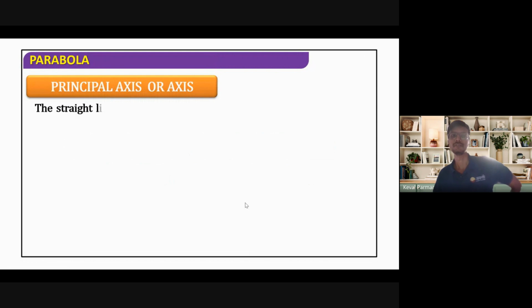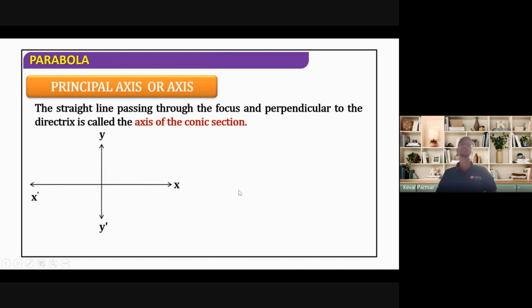Principal axis or axis. The straight line passing through the focus and perpendicular to directrix is called axis of the conic section. Please read very carefully. It is conic section, means it is valid for parabola, ellipse and hyperbola. Let this be the focus, let this be the directrix. Then the axis passing through focus and perpendicular to directrix will be the axis of the conic section.